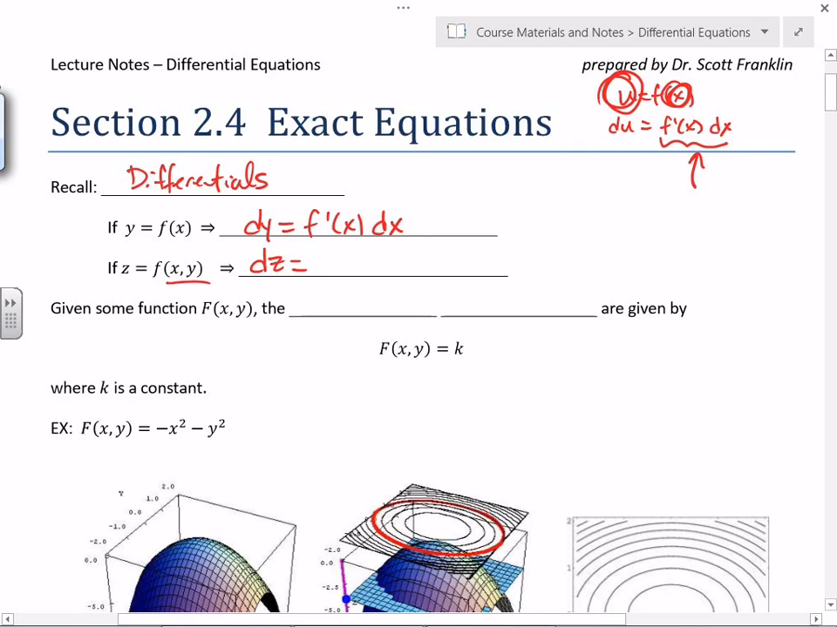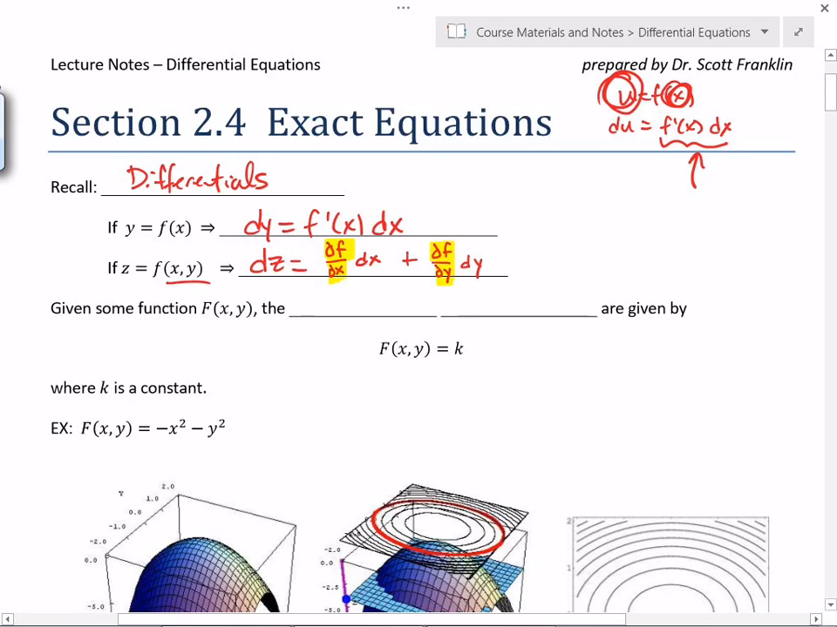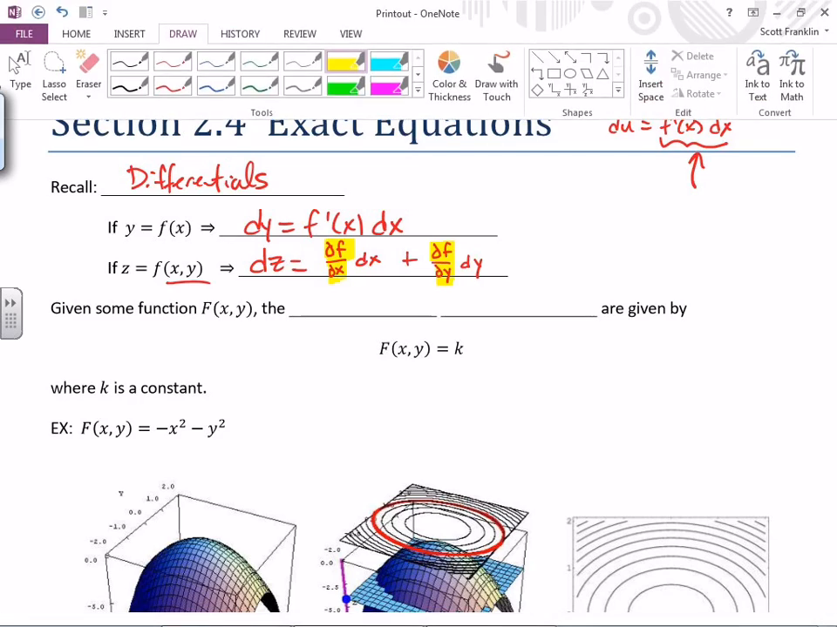It's dz is equal to the partial of f with respect to x, we'll use this notation for right now, times dx, plus the partial of f with respect to y, dy. Okay, so just remember some of the pieces here. Whatever the function f over here was, taking the derivative of f with respect to x means treat y as a constant and then differentiate with respect to x. And then the partial with respect to y means treat x as a constant and differentiate with respect to y. Then the dx parts are just like we were talking about up here.